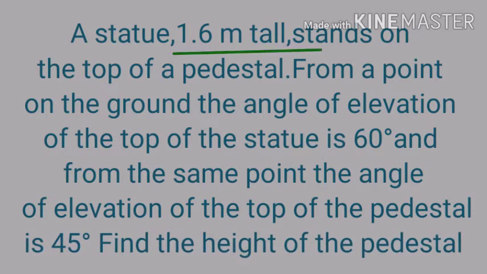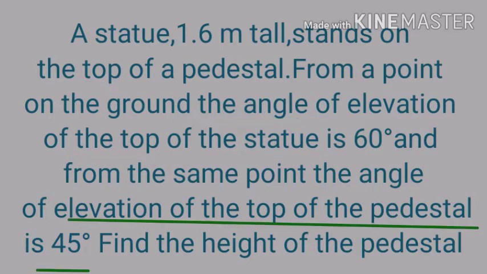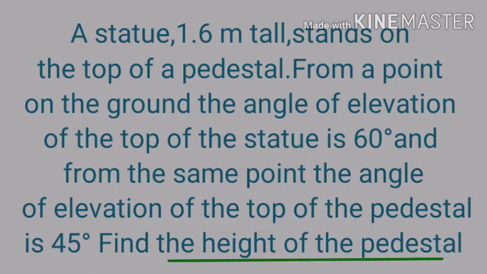A statue 1.6 meter tall stands on the top of a pedestal, and the angle of elevation from a point on the ground to the top of the statue is 60 degree, and from the same point angle of elevation of top of the pedestal is 45 degree. Then here we have to find height of the pedestal.